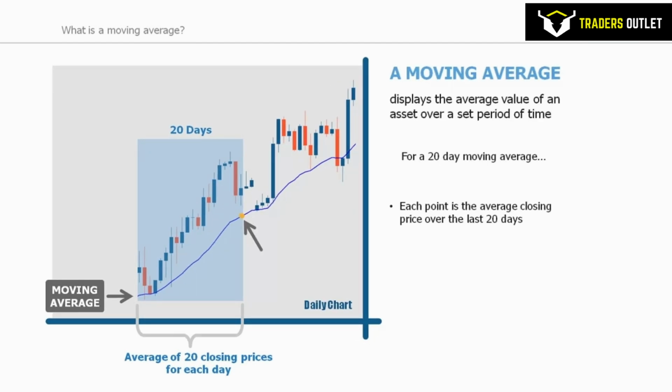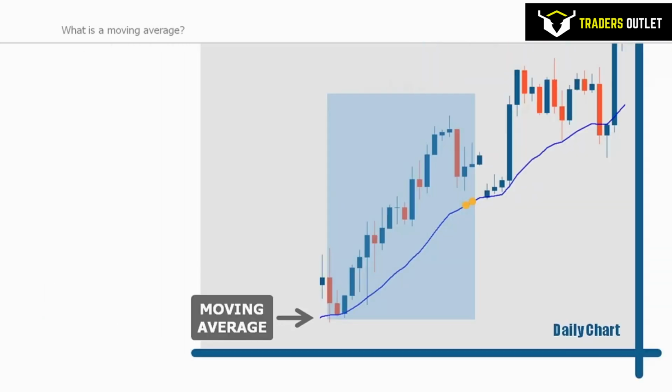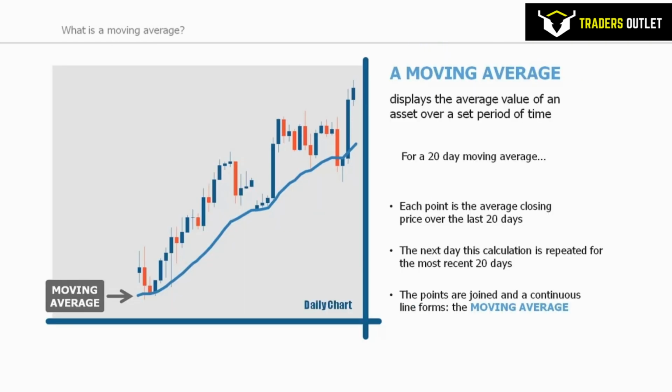The next day, this calculation is repeated for the most recent 20 days, incorporating the new closing price from the day before and discarding the oldest 20th day from the current calculation. This new figure is then plotted onto the chart. As the new points are added, the points are joined and a continuous line forms, which is the moving average.